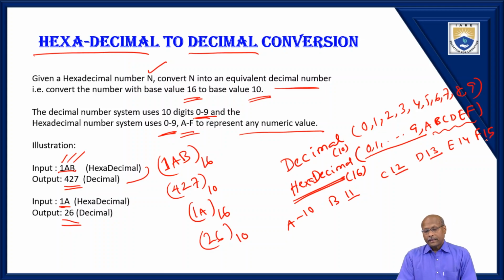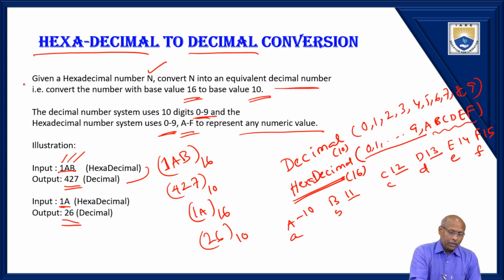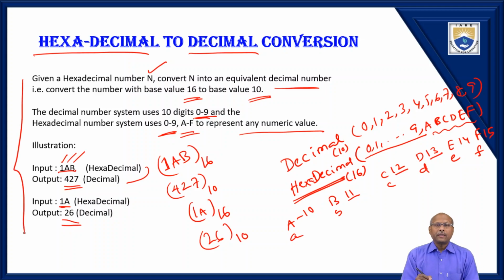There are 6 different letter symbols used in hexadecimal. Of course, you can write in lowercase also, lowercase a, b, c, d, e, f. All are allowed. But in general, we write in uppercase. So now this is our goal. We have to convert the given hexadecimal into the corresponding decimal value.